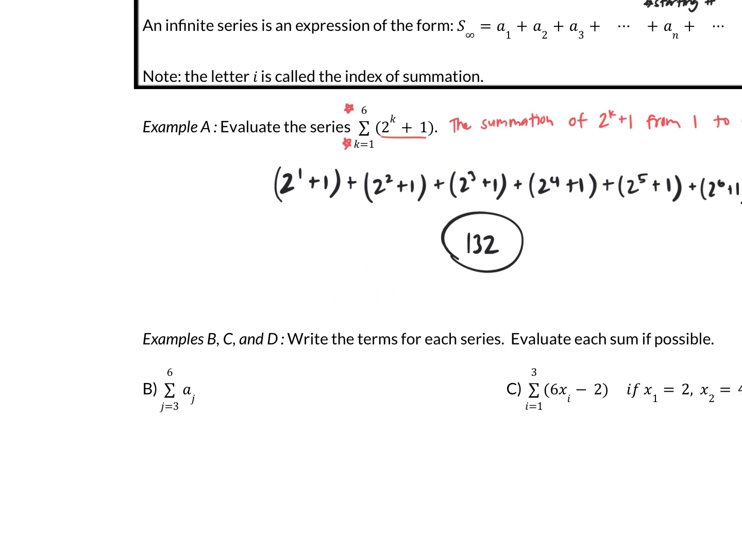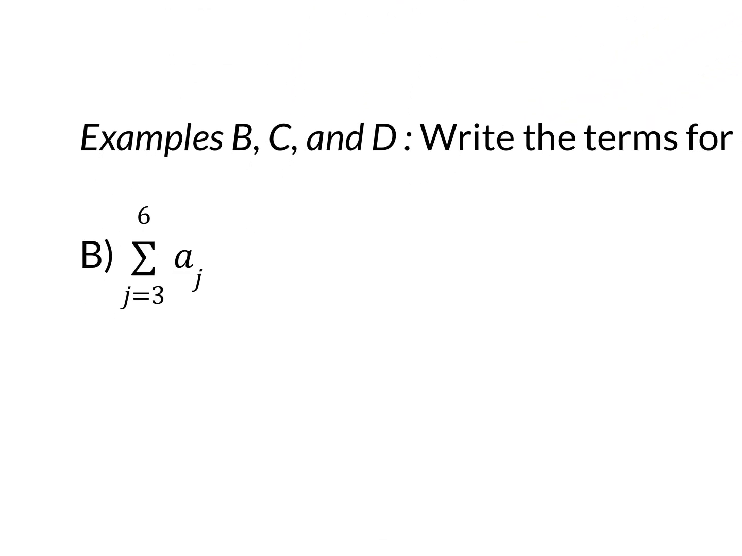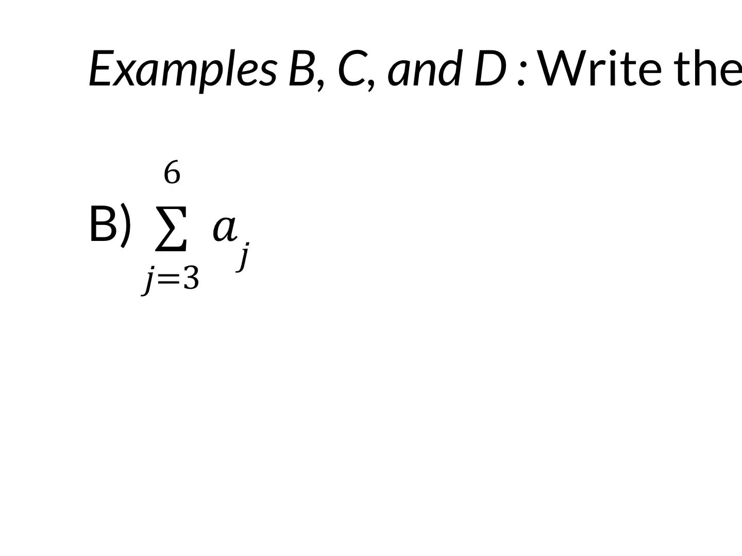Okay, these next examples, we're doing the same thing. Always evaluate it if you can. This first one though, we're not going to be able to evaluate. Where am I starting at? 3. Starting at 3, I'm going up to 6. This letter could always change. It could be J, it could be X, it could be N, it could be D. It doesn't matter. But wherever I see this letter, I'm going to plug in my numbers.